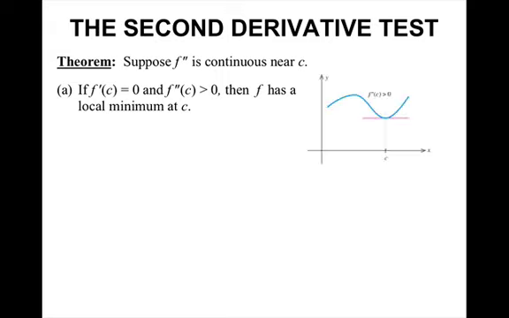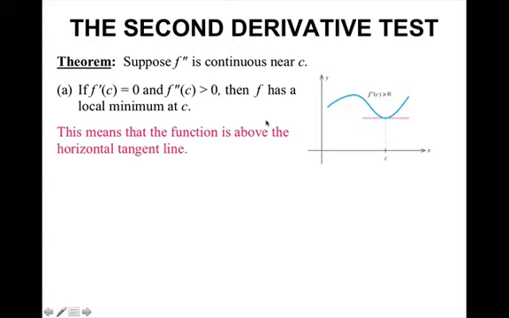So what that means is if I was to have a critical number at c, which means I have a horizontal tangent line, and if the second derivative is positive, so that means if I was to take the second derivative and plug in the critical number and I get a positive value out, then I have a local minimum. So this means that the function is above the horizontal tangent line. And here's a little helpful thing: if you get positive values, you get a smiley face. So that means you have a minimum if you were to draw a horizontal tangent line.